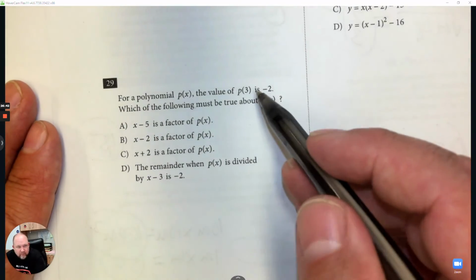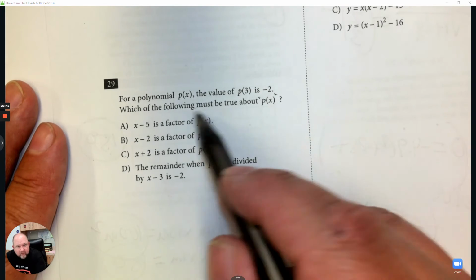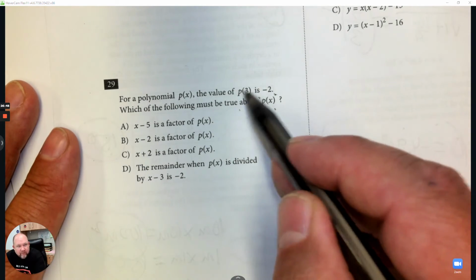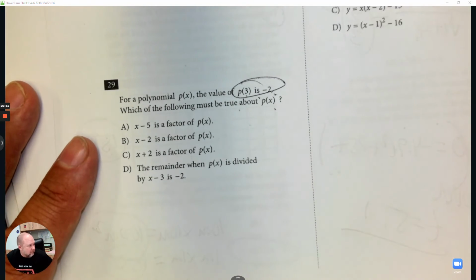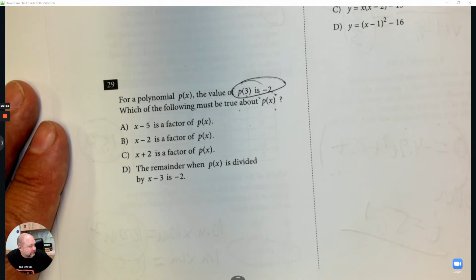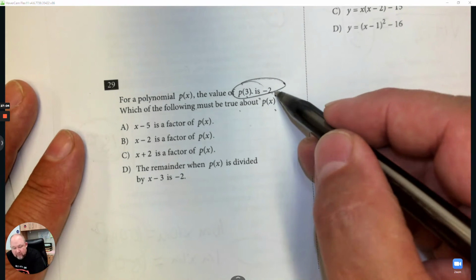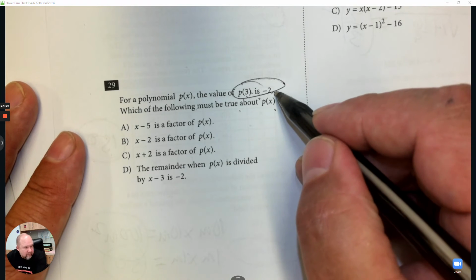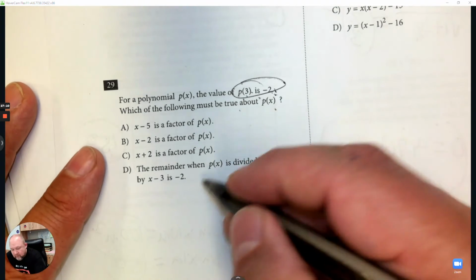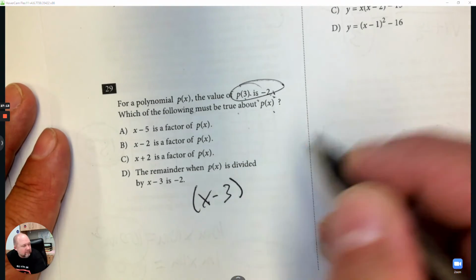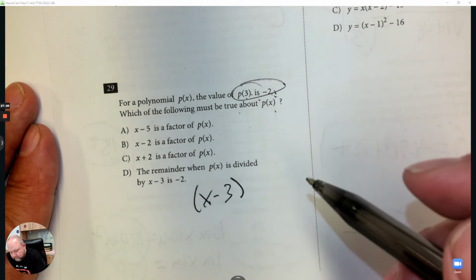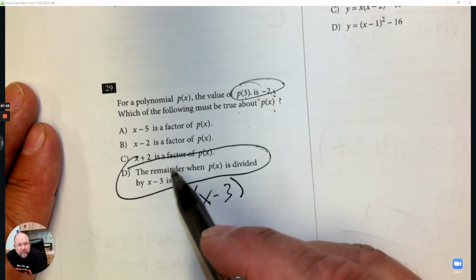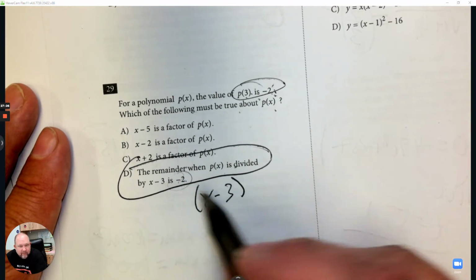Number 29. For a polynomial, p at 3 equals -2. Which of the following must be true about p of x? So if p at 3 is -2, that's the remainder theorem. So if I plug in, the remainder is -2. So x minus 3 is a factor. That's the remainder when it's divided, and the remainder's -2.